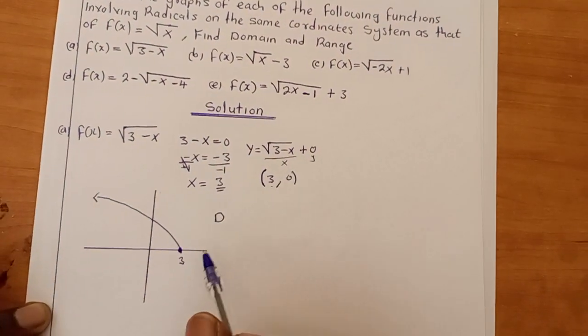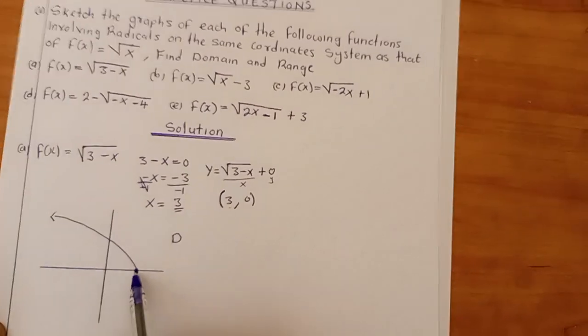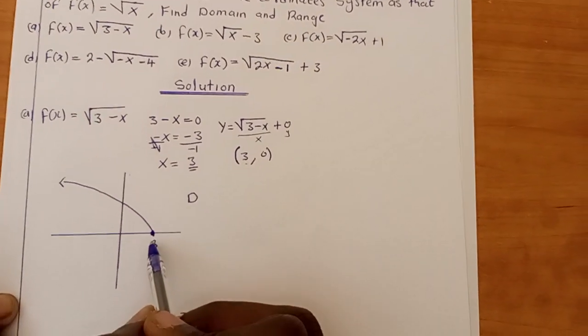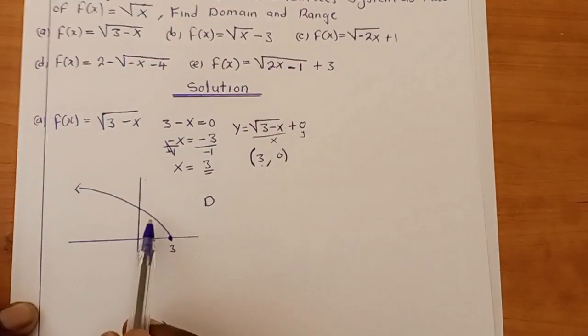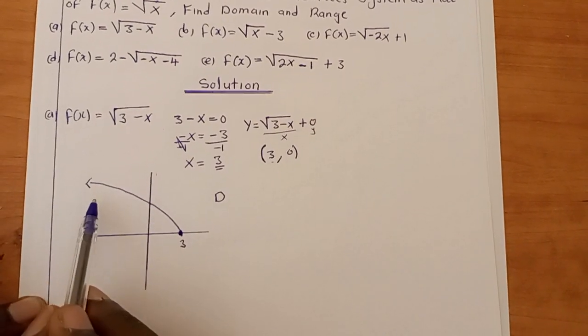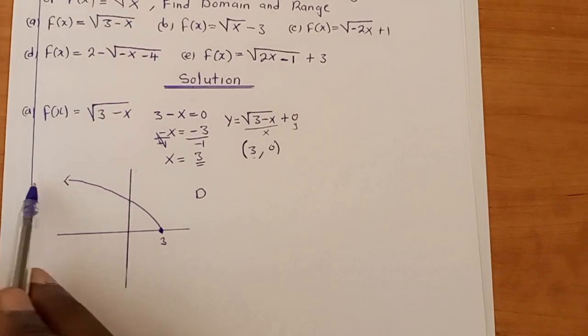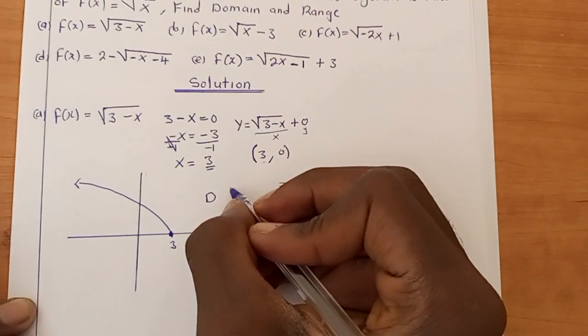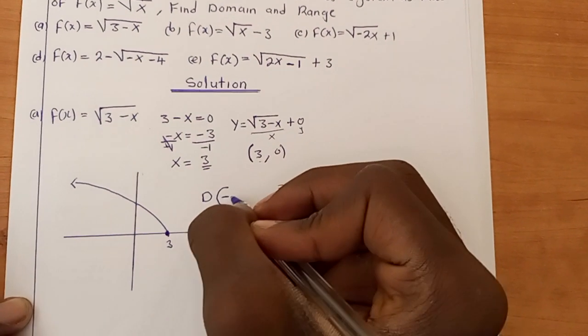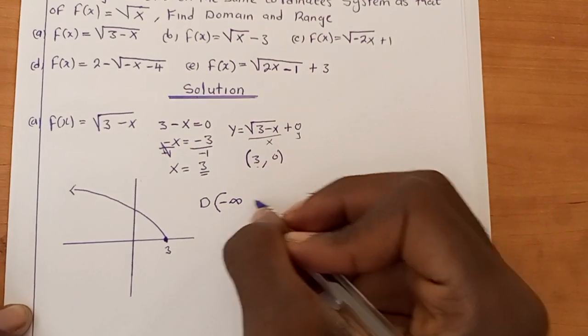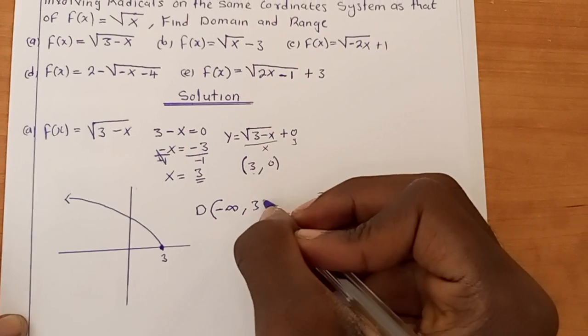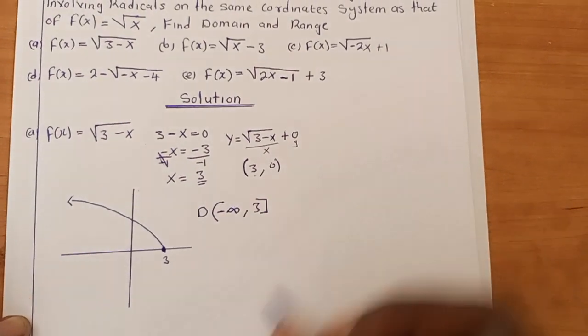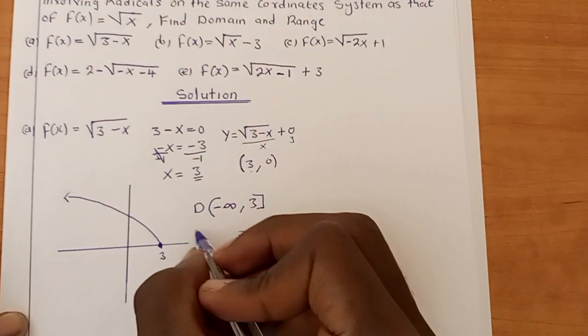Then for the domain, since we are moving from the point where x is positive 3, and then we are also moving to the point in the x-axis where we find negative infinity. Therefore, we will say that the domain is simply coming from negative infinity in the x, reaching to some point where we are going to have a 3 like this. That's the domain.